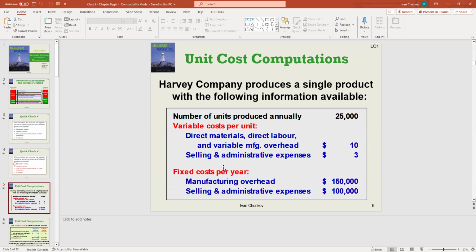Now we have a problem because the variable cost is per unit, while the fixed cost is in total. Can I convert fixed cost into per unit? Yes. How much will be the fixed cost per unit? Do I know how many units I produce? Yeah, it says above. It's $10. $10. How did you calculate it? Adding the manufacturing overhead fixed cost plus the selling administrative expenses, and then dividing it by the number of units produced.